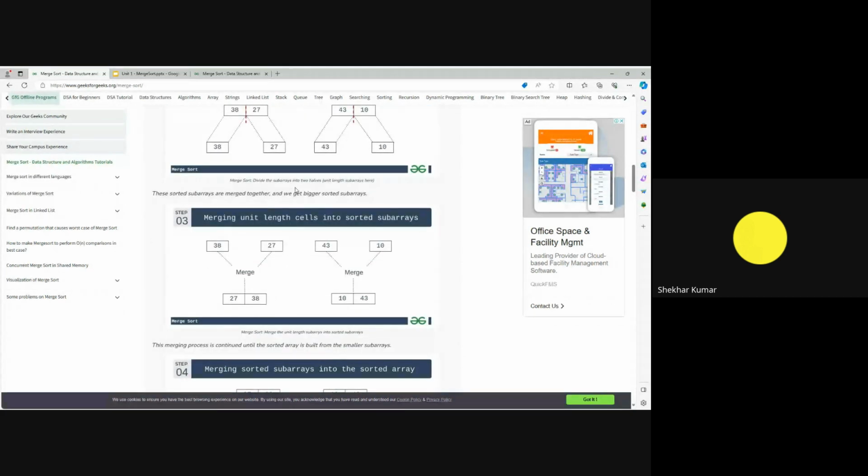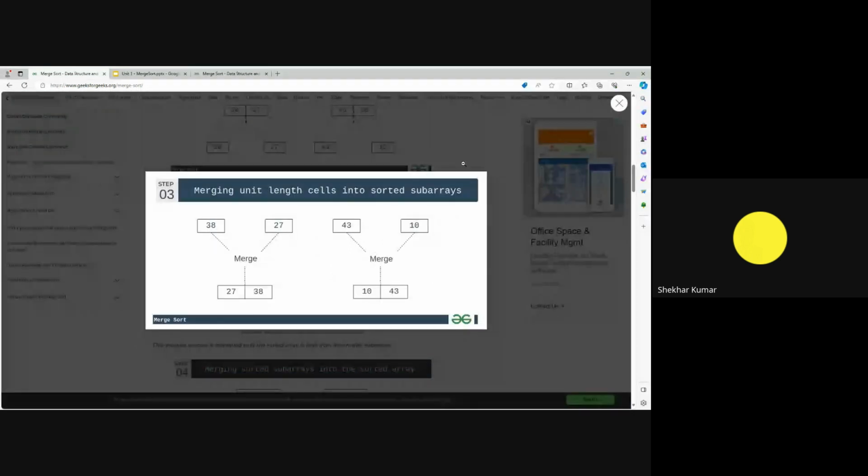you will merge these subarrays after a comparison. You can see that you have merged these two minimum problems, 38 and 27. After comparing each other, 38 is compared with 27. Here 27 is the minimal element, and you have solved these. 27 is in the first place and 38 in the second place.